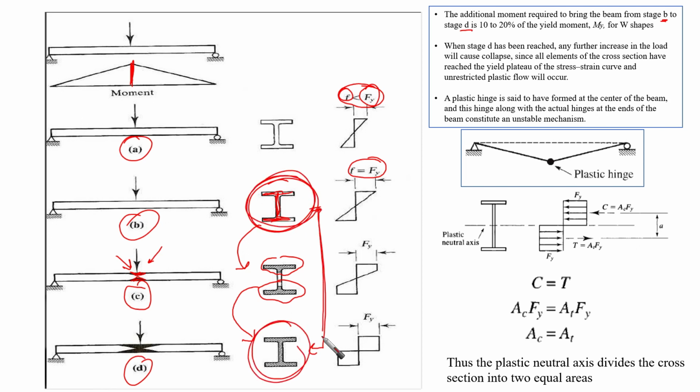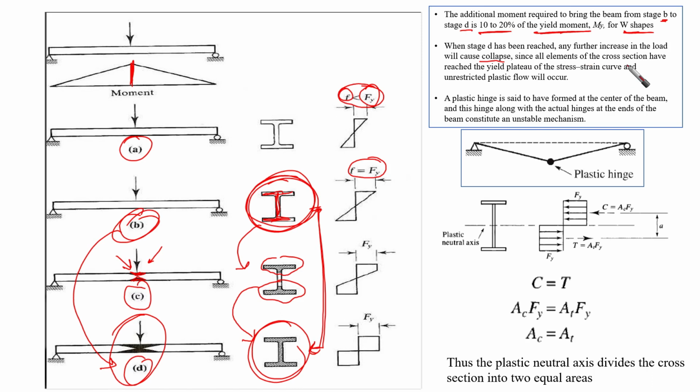So the moment required to bring the beam from stage B to stage D is 10 to 20% of the yield moment, M yield, for the wide flanges. When stage D has been reached, any further increase in the load will cause collapse. So after that, the system is going to collapse.